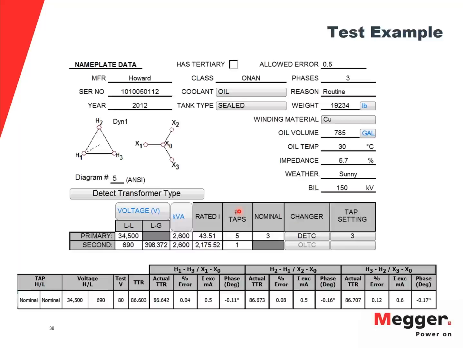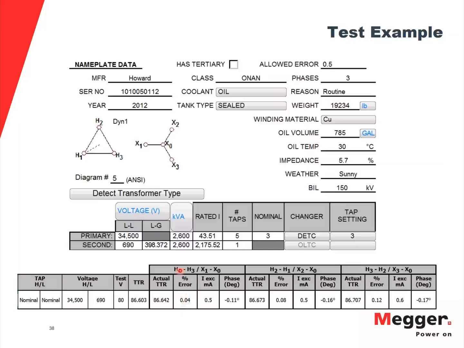This is a sample result. As you can see, you enter all your nameplate information, your vector diagram, your voltages, and then based upon the parameters entered in the nameplate information, it would calculate the turns ratio or the voltage ratio. It would perform the test, measure the actual ratio, do the comparison, give you the percentage error, and that percentage error should be below 0.5% as indicated by different standards.